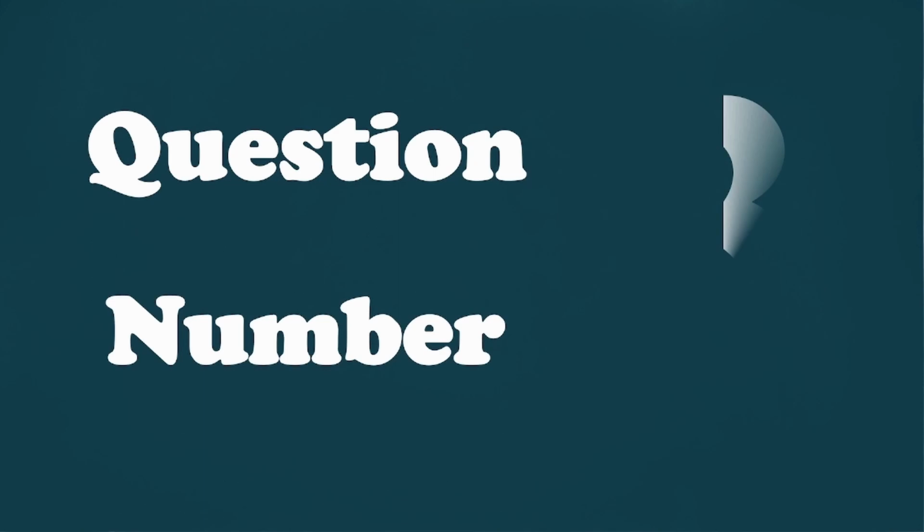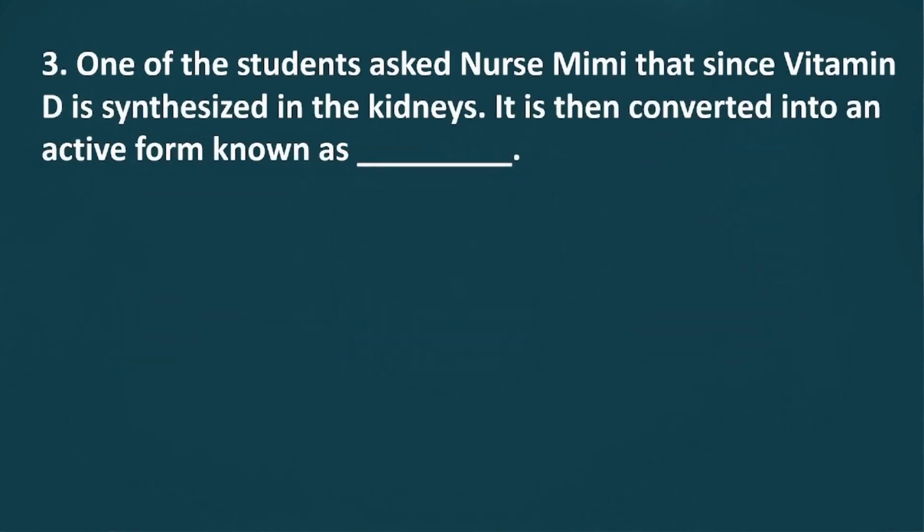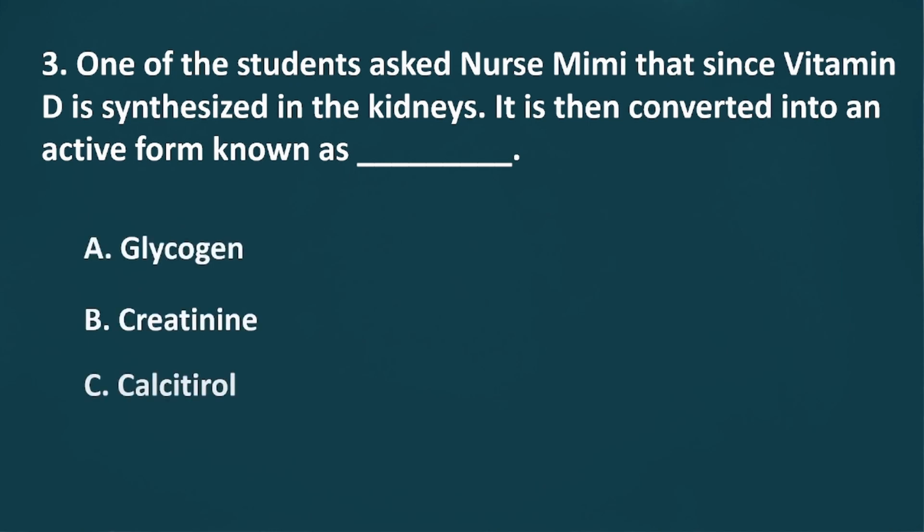Question number 3. One of the students asked Nurse Mimi that, since vitamin D is synthesized in the kidneys, it is then converted into an active form known as blank. A. Glycogen, B. Creatinine, C. Calcitriol, D. Calcium.